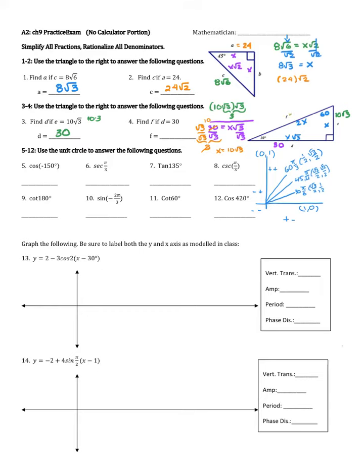They wanted side f. So f is 2 times my x value, which is 10 rad 3. So this is going to be 20 rad 3. Once again, on the hard copy, I forgot to multiply by 2, so that is a mistake.